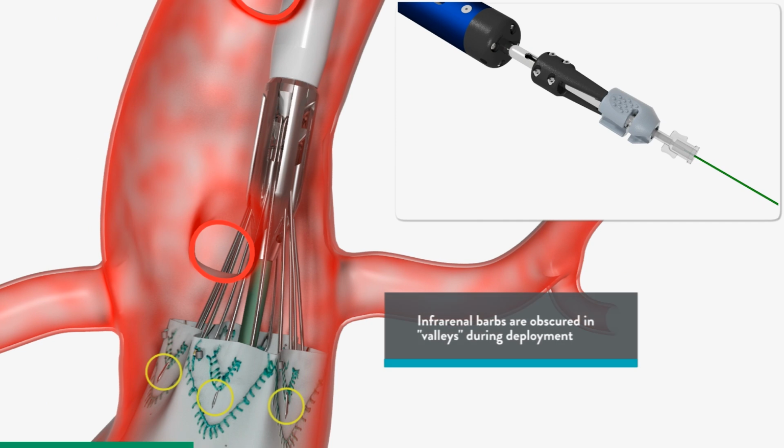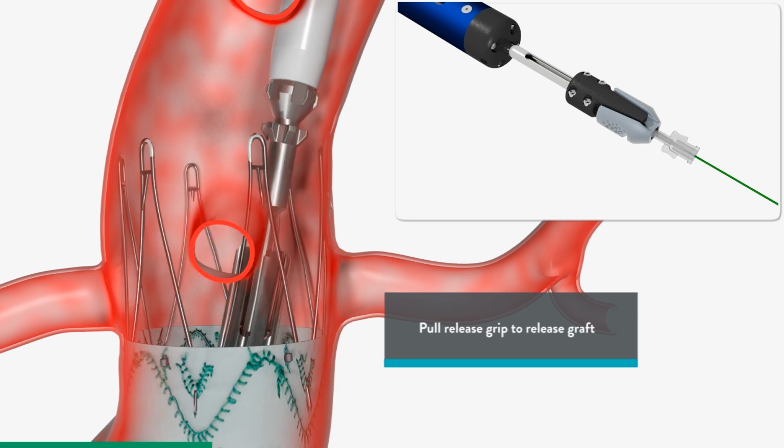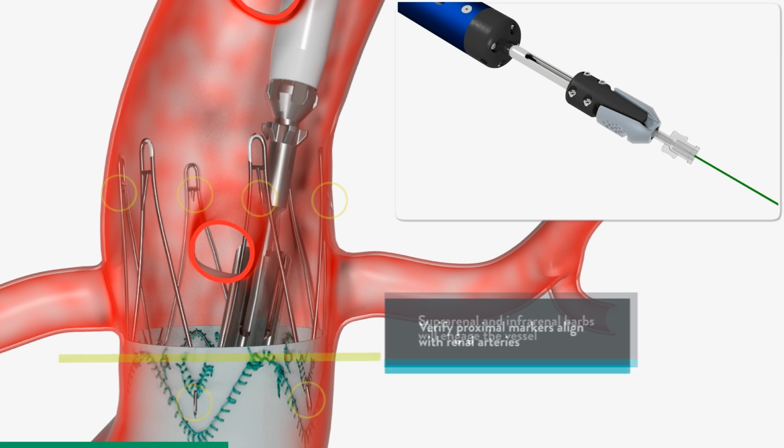To release the proximal clasp, first push the gray knob cranially and turn it to release the black release grip. While observing the proximal clasp assembly under fluoroscopy, pull the release grip caudally until it clicks twice to release the bare stent. At this point, the suprarenal and infrarenal barbs will engage the vessel. Verify proper positioning of the stent graft using the proximal markers.